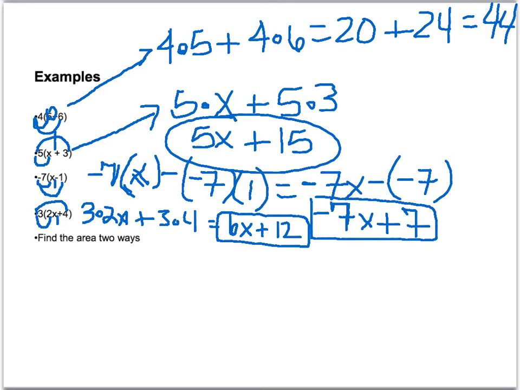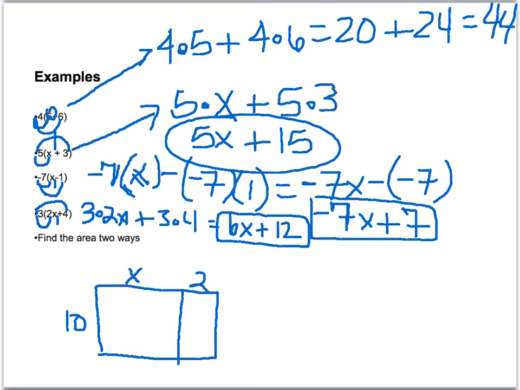All right, let's find the area 2 ways. So here I have my rectangle. Let's say that I know that the width of it is 10, and the length, right here, is x. I don't know what that is, and this is 2. So a couple ways I can find the area.